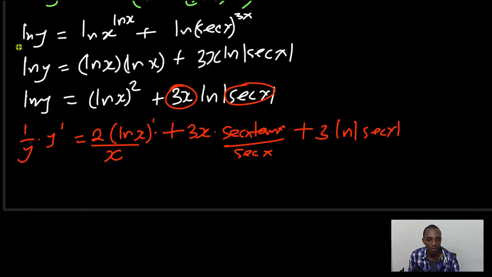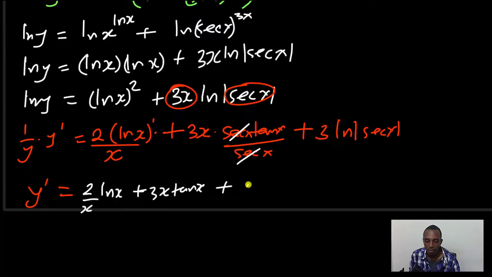We're almost there. So I have 1 over y. So alright, I'll just bring that y over to the right hand side after simplifying here. Just use another color because I have too many things here. Okay, so I have 2 over x, just extend that here, 2 over x, natural log of x plus, so sec x cancels out here, so I have 3x tan x plus 3 times the natural log of sec of x.